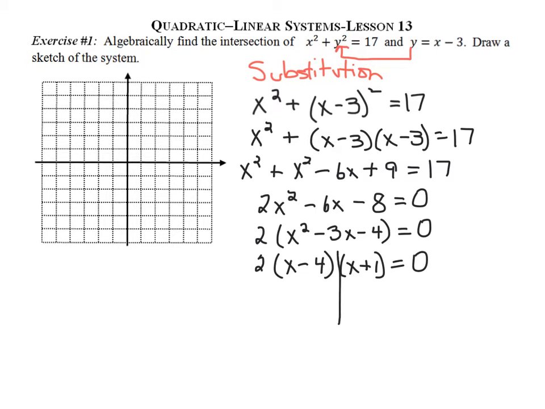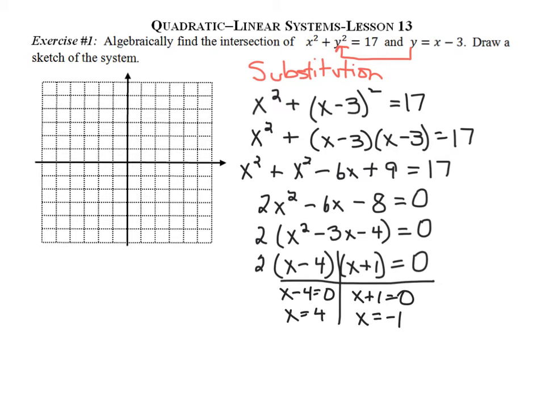Now let's go ahead and make our t-bar. Of course, when I've got a constant in front, I don't need to set that equal to 0 because 2 doesn't equal 0. So instead, let's look at the other two factors. When x minus 4 is equal to 0, I know that x is equal to 4. And if x plus 1 is equal to 0, that gives me the solution x is equal to negative 1.